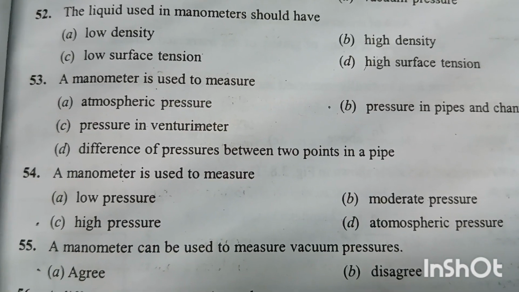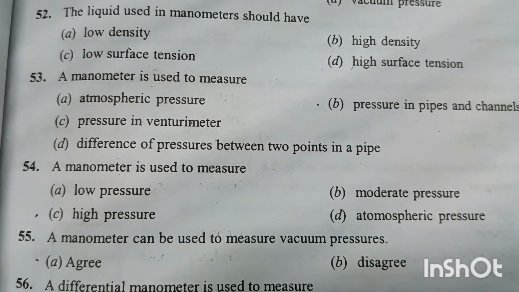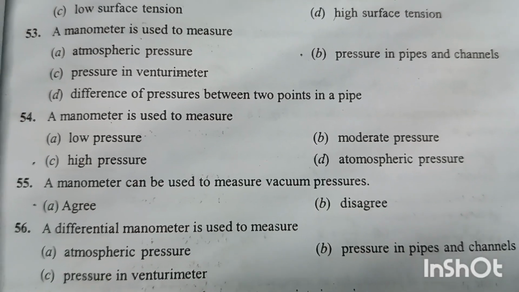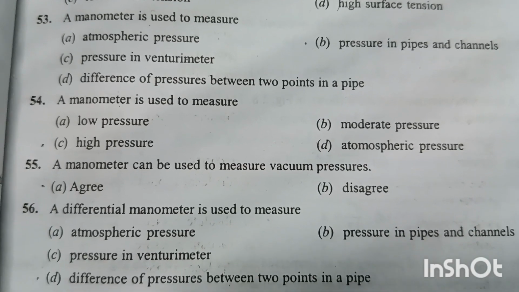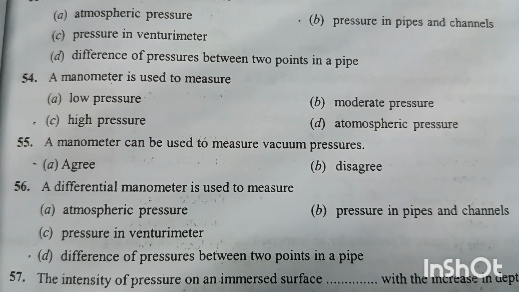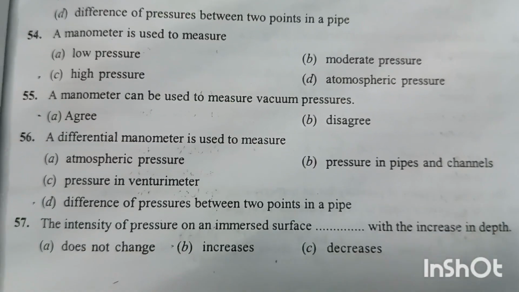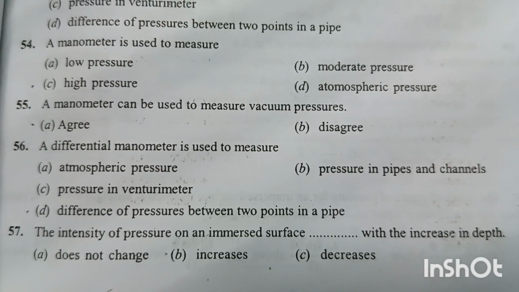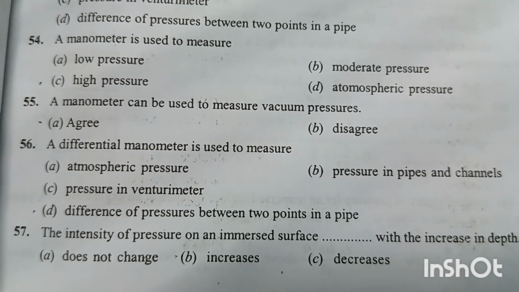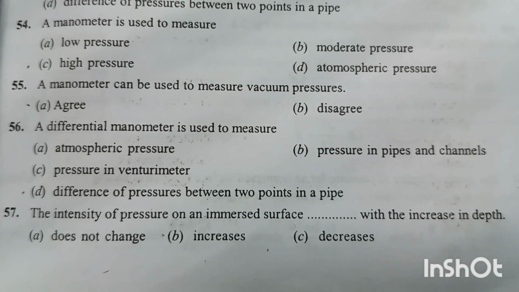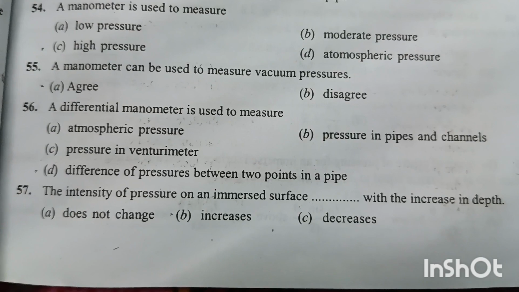Question number 53. A manometer is used to measure pressure in pipes and channels. Option B is right answer. Question number 54. A manometer is used to measure high pressure. Option C is right answer. Question number 55. A manometer can be used to measure vacuum pressures. Option A is right answer. Question number 56. A differential manometer is used to measure difference of pressures between 2 points in a pipe. Option D is right answer. Question number 57. The intensity of pressure on an immersed surface increases with the increase in depth.